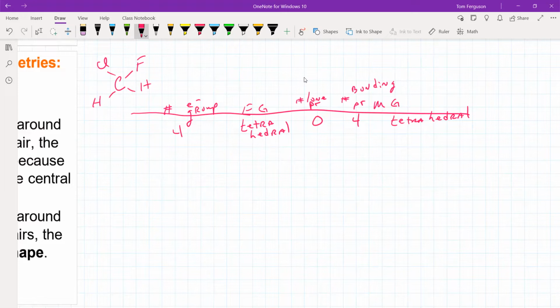Okay, so let's look at another molecule. Let's look at that. Okay, so what's the central atom there? Nitrogen, only one, nitrogen. So we're going to do the analysis on the nitrogen. Okay, how many electron groups?